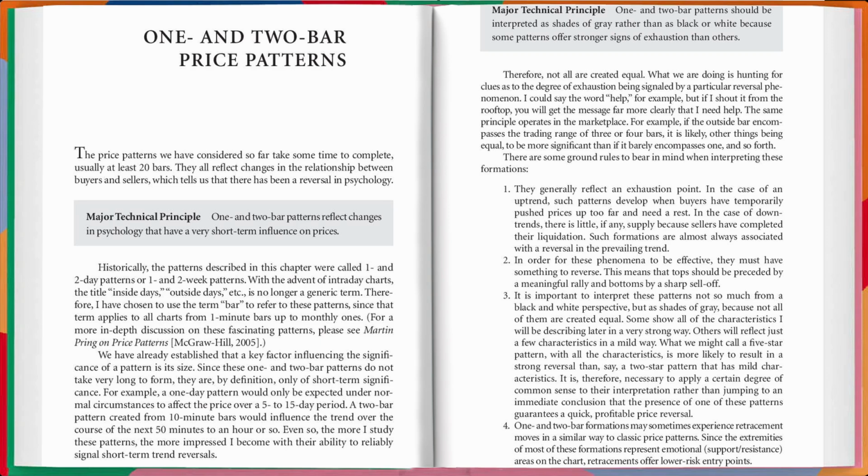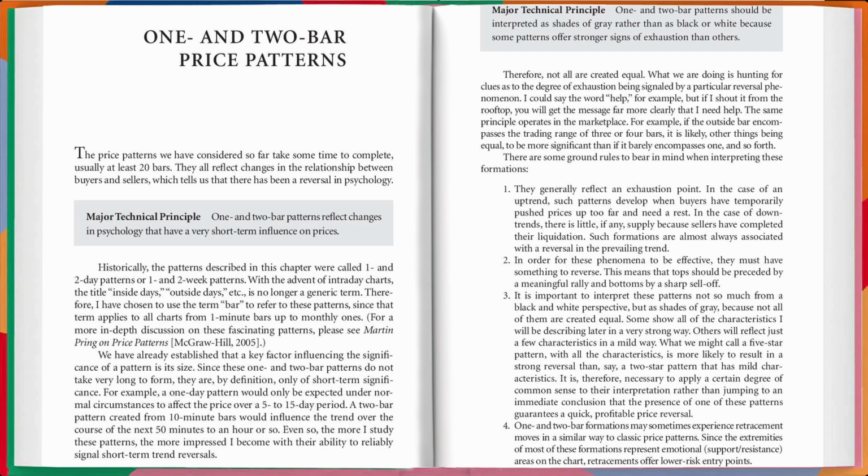Historically, the patterns described in this chapter were called 1 and 2 day patterns or 1 and 2 week patterns. With the advent of intraday charts, the title inside days, outside days, etc., is no longer a generic term. Therefore, I have chosen to use the term bar to refer to these patterns, since that term applies to all charts from 1-minute bars up to monthly ones. For a more in-depth discussion on these fascinating patterns, please see Martin Pring on Price Patterns.